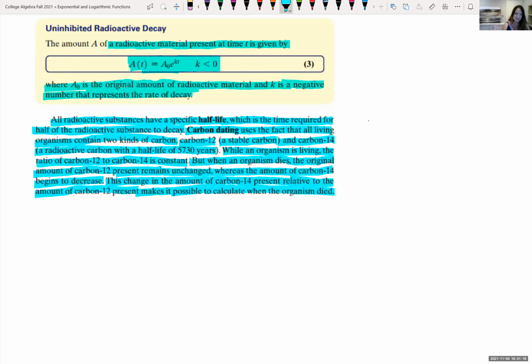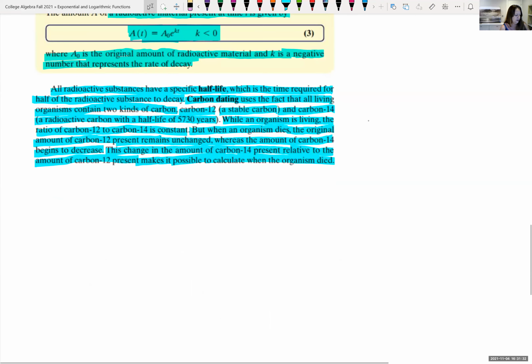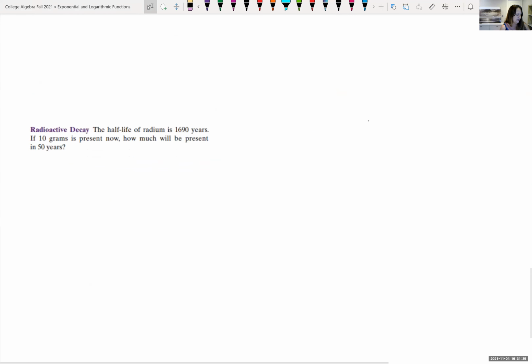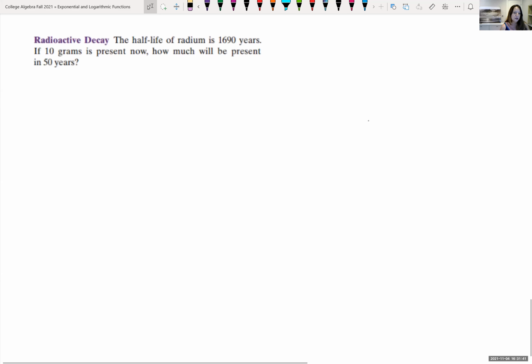So notice this is just the same thing as that one original equation that we had, A sub t equals A sub 0 e raised to the kt power. So let's look at a radioactive decay problem. It tells me that the half-life of radium is 1,690 years. If 10 grams is present now, how much will be present in 50 years?